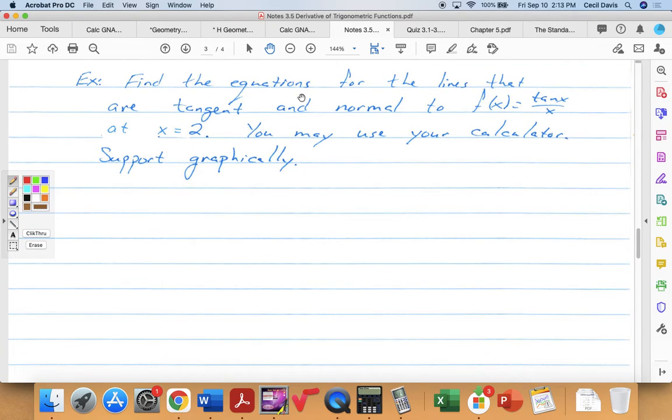So let's find the equations for the lines that are tangent and normal to f of x equals tangent of x over x at x equals 2. You may use your calculator. Support graphically.